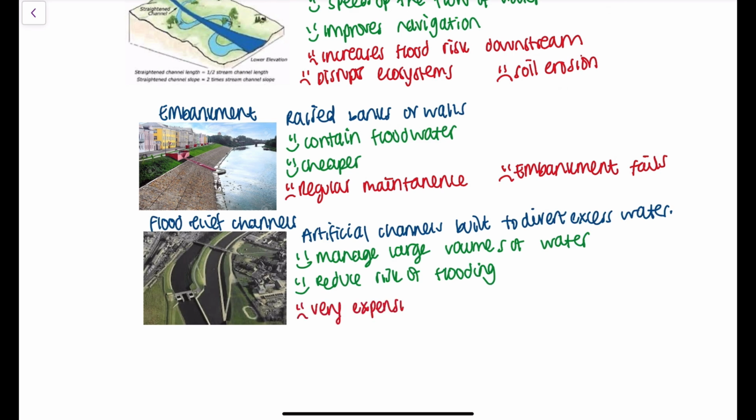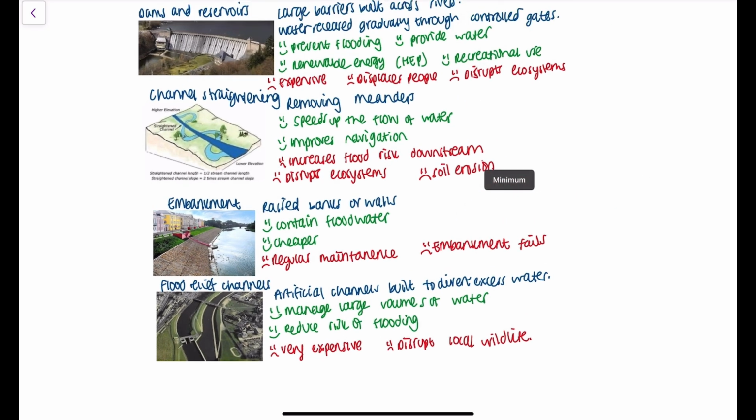However, in terms of costs, it may disrupt local wildlife and it can be very expensive because you're essentially building a whole new river channel.